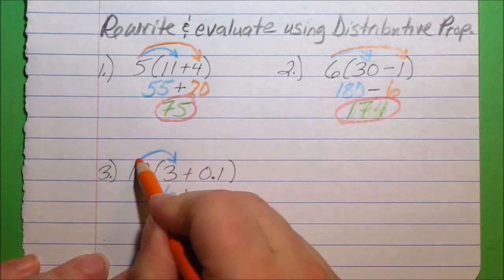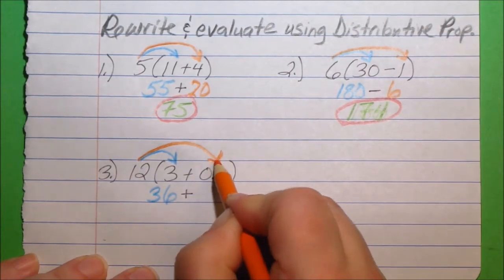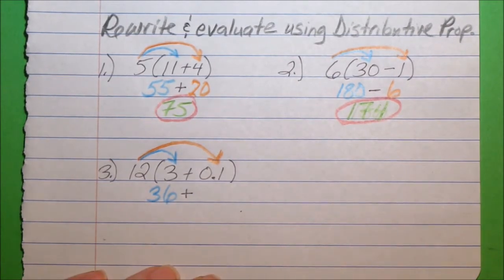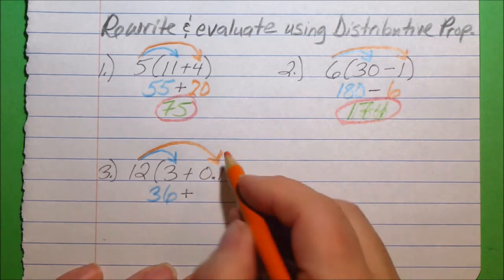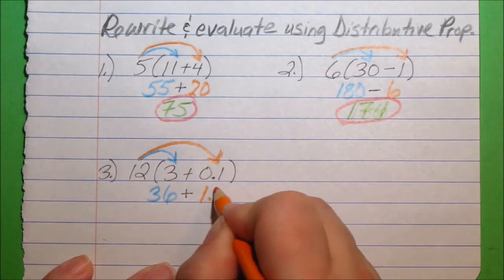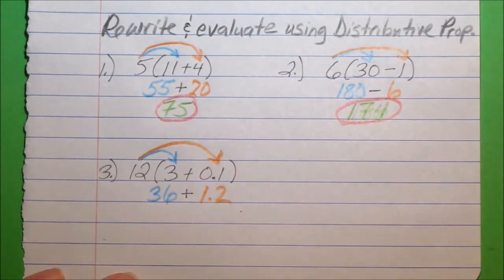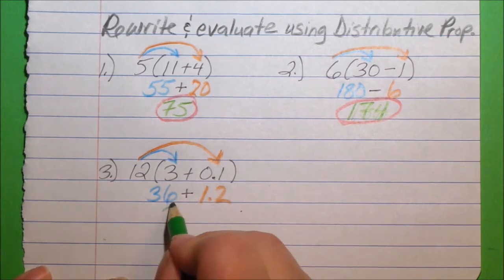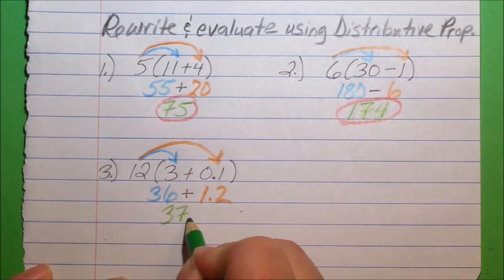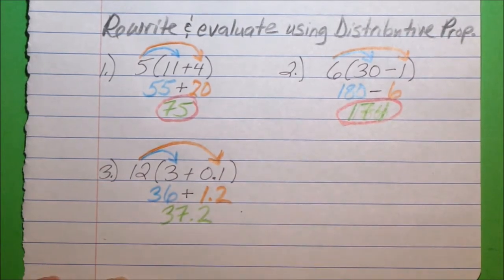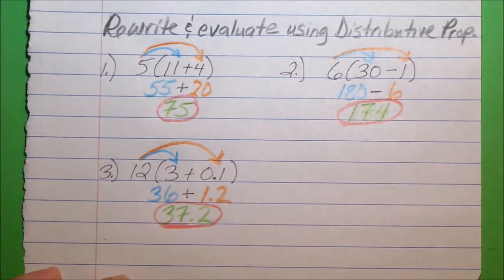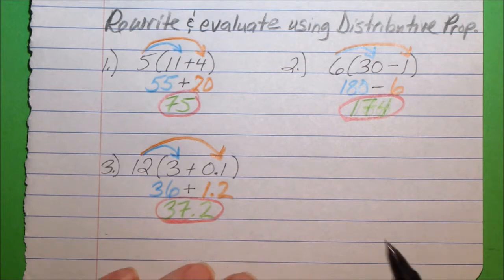Second step is to multiply the 12 times 1/10, which is, let's see, where's my orange pencil, which is 1.2. We wind up just kind of moving that decimal point. All right, and now we're going to add 36 plus 1 and 2/10, which is 37 and 2/10. There's our answer.